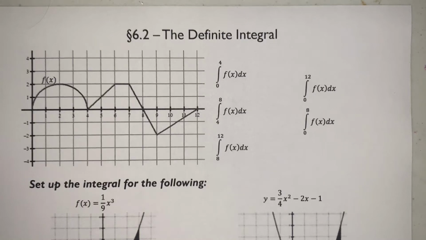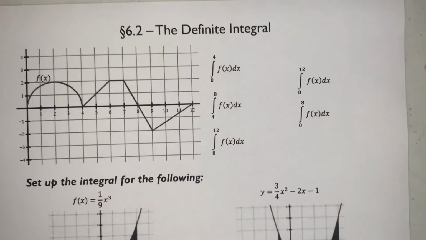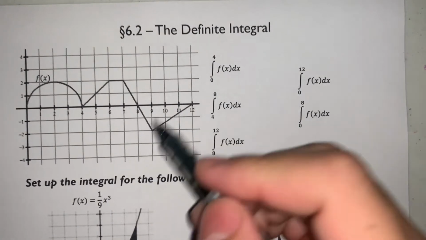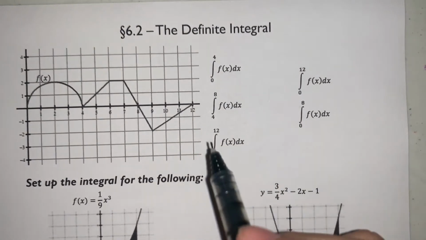Hello everyone. So the next section is going to be 6.2, the definite integral. And I know in the previous section we started doing Riemann sums and pretty much estimating what an integral is with rectangles and trapezoids and all that.